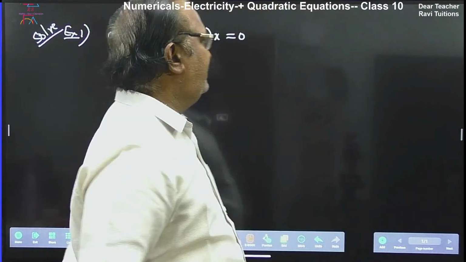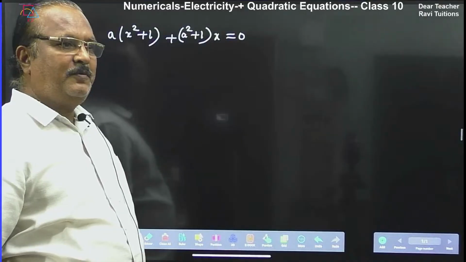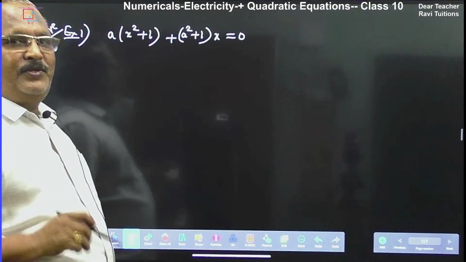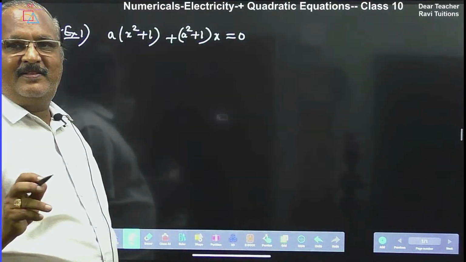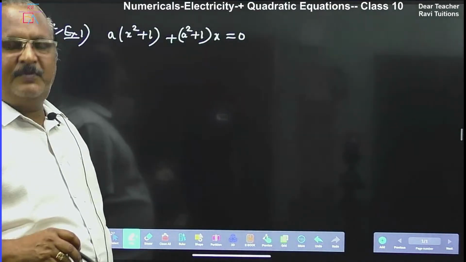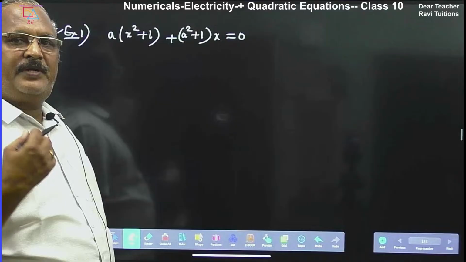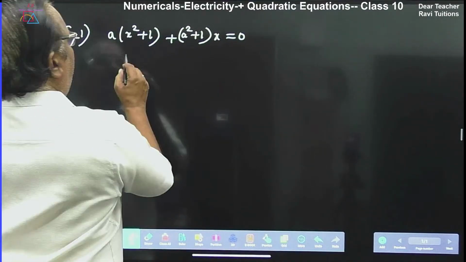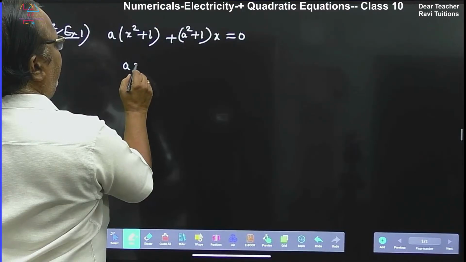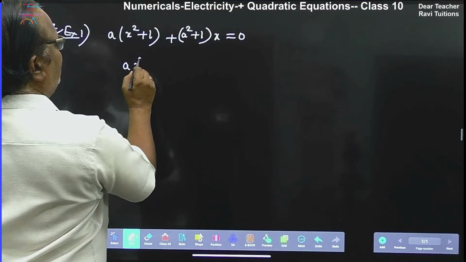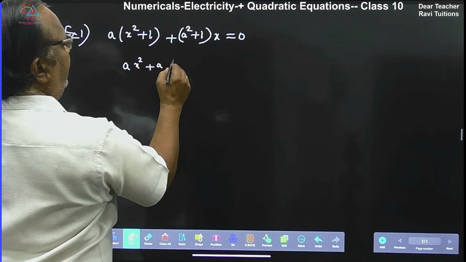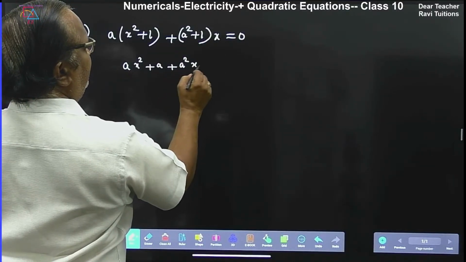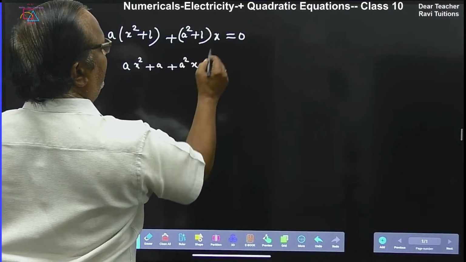First of all, this is not in the standard form. Immediately, by seeing the equation, you should identify that it is not in the standard form. You write it in the standard form. Okay. So now a into x square, open the bracket: a x square, a into 1, a, okay, a square into x, a square x, and a square 1 into x, x.